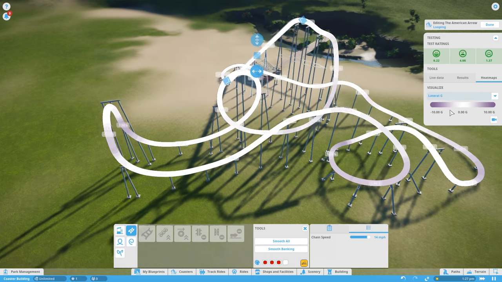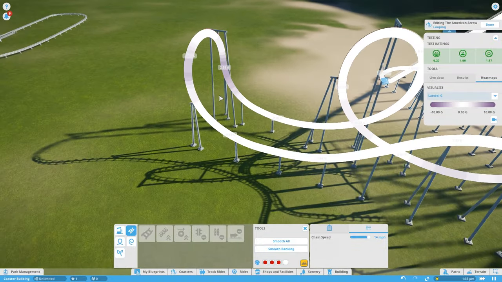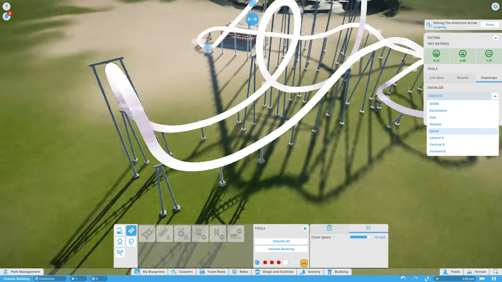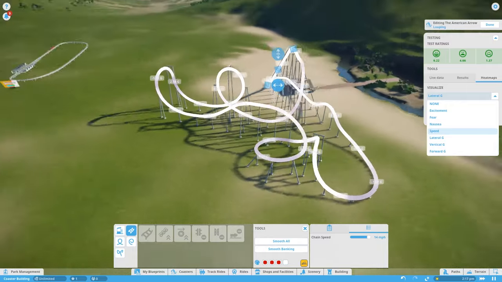So let's have a look. Lateral G's all look okay now. There you go, that's just knocked it down a little. Enough. I mean, obviously there's G-forces there because you're turning, but they're good numbers. They're fine. That'll be an interesting part of the ride.